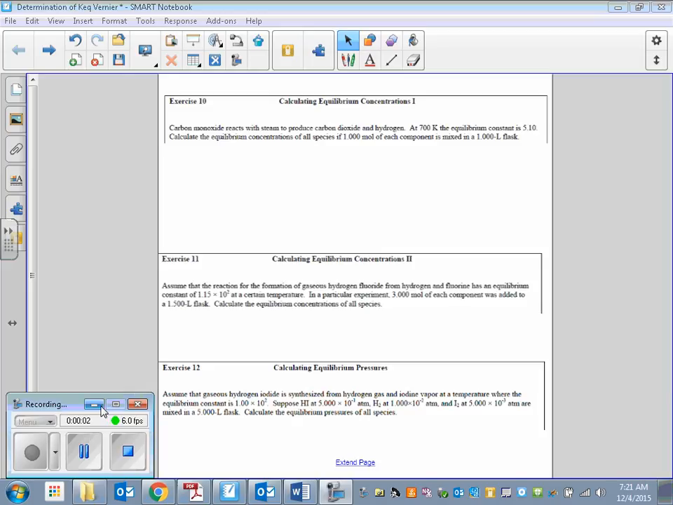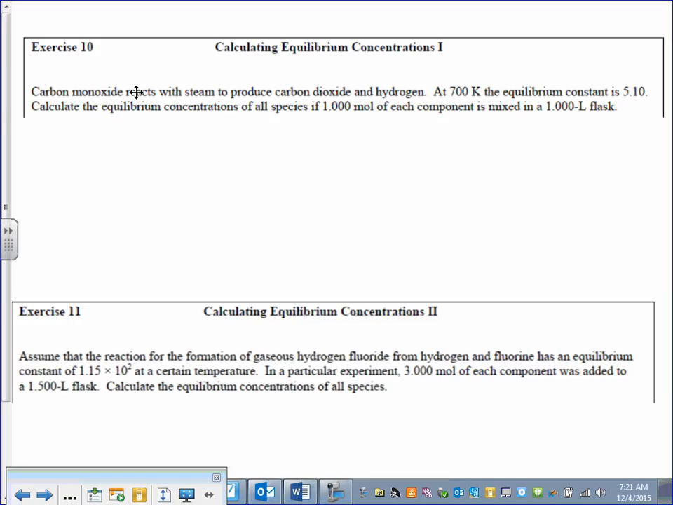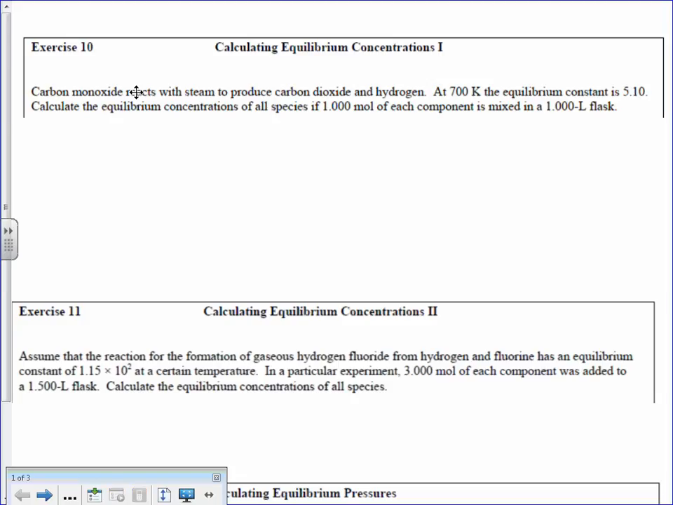Are you able to neglect X? No, because the K value is large. Yes, the K value is large. You cannot neglect X. And how do you solve? It's algebra. You love algebra.